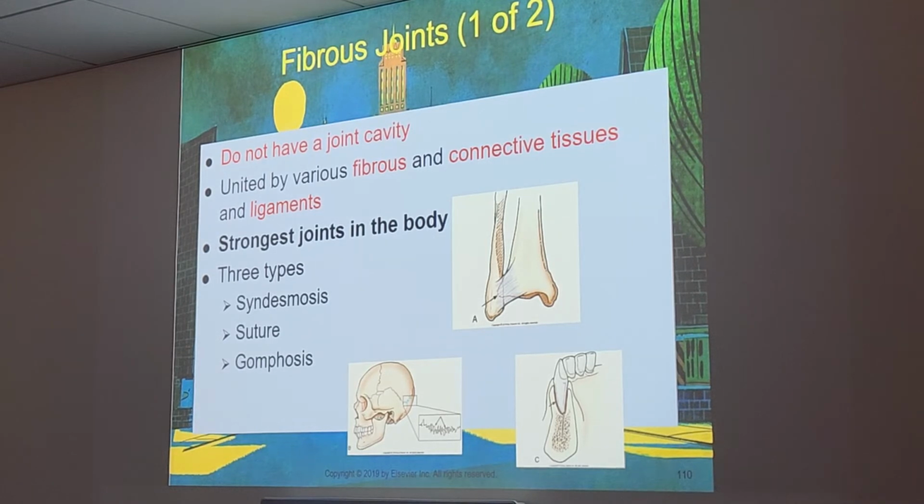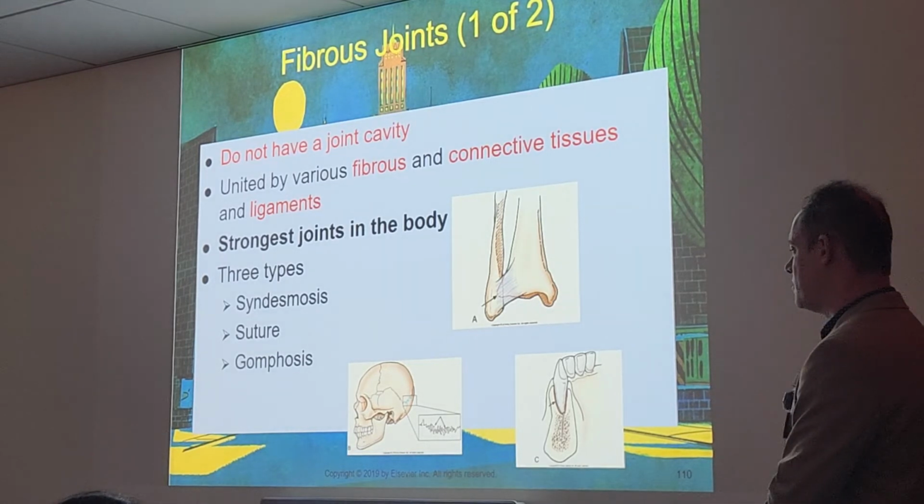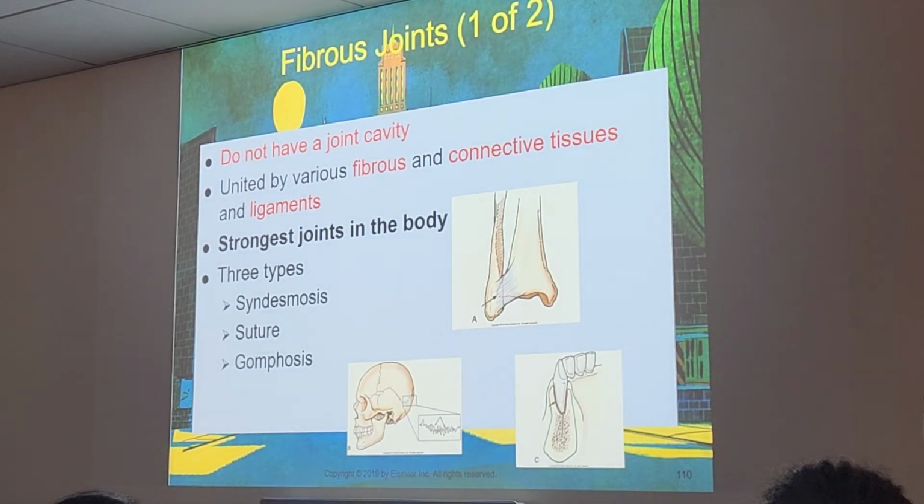Now we have three categories of fibrous joints. We have what's called syndesmosis, suture, and gomphosis. That's a mouthful. Say that three times fast. Syndesmosis, suture, and gomphosis.